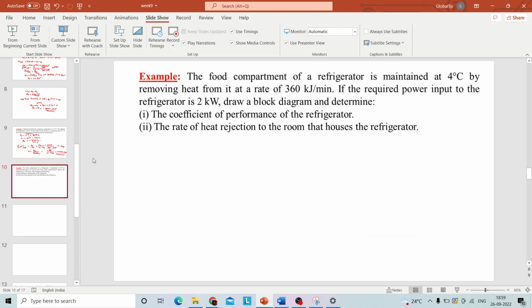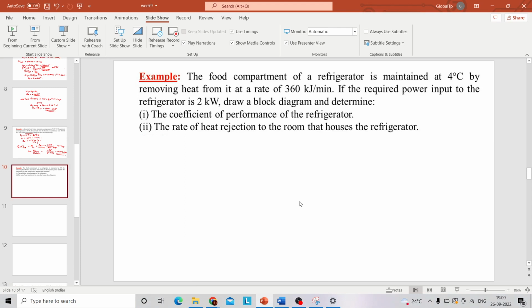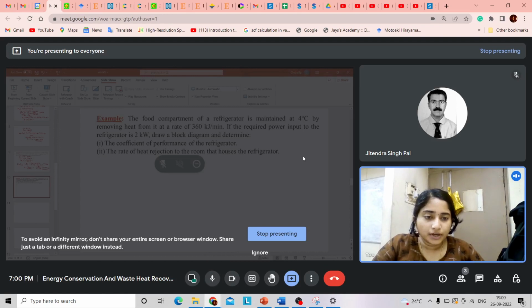This problem, please note and solve for the next class. Okay, please note down this problem. Yes, ma'am. I hope you noted it right.